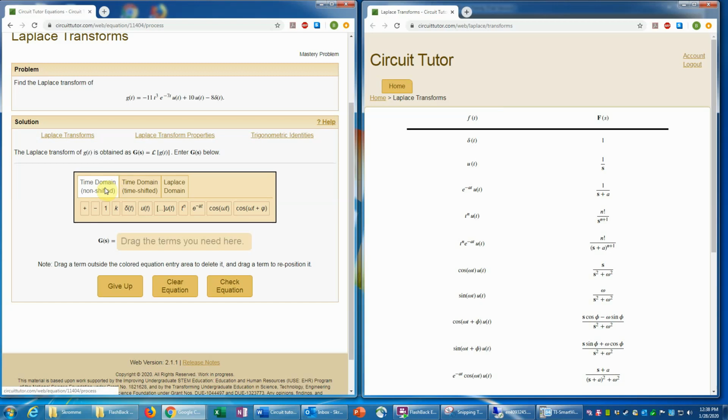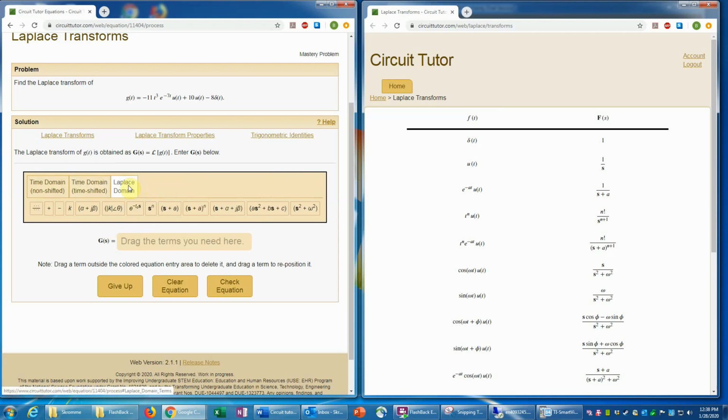And also I need to notice that in this equation entry system, I have 3 different tabs of palettes of terms that I could use. And since I'm trying to enter a Laplace transform in the S domain, none of these terms will be relevant. These are all in the time domain, as indicated obviously by the fact that they have the time variable here. And likewise, this tab will not be useful either because that's time-shifted terms. So I need to be in the Laplace domain always to enter a Laplace transform. And notice that all these terms are functions of the variable s, the Laplace transform variable, as they should be.